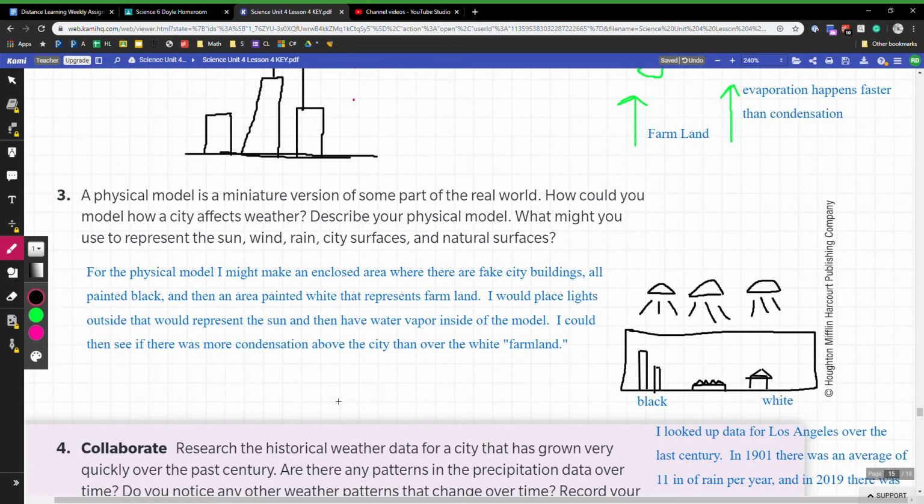Let me change colors. Anyways, what would happen is with these lights in here, you've created kind of a greenhouse effect going on, and the water vapor would start evaporating right into the air of the tank. And as that water is evaporating into the air of the tank, you would think that it's warmer over here, right? Because this would be all black over here. These buildings would be dark, so they'd be absorbing more energy.